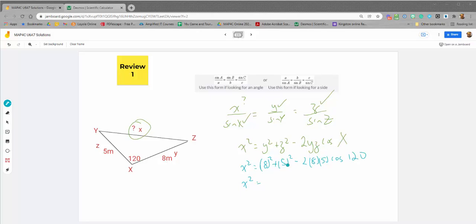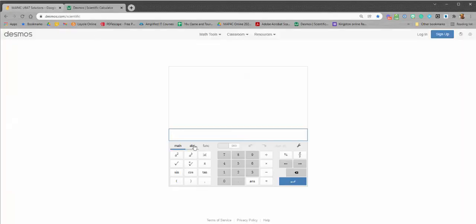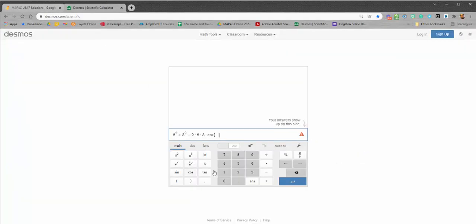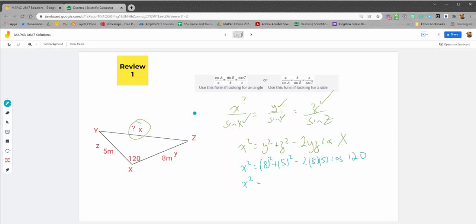Okay, then I need my calculator. I can do this all in one shot if you want, or you can do it in pieces. But 8 squared, so I'm going to go over here. So I got 8 squared plus 5 squared minus 2 times 8 times 5 times cos of, I forgot, I think it's 120. Whoops, 120. Okay, and I get 129. So that's, remember, x squared is 129.